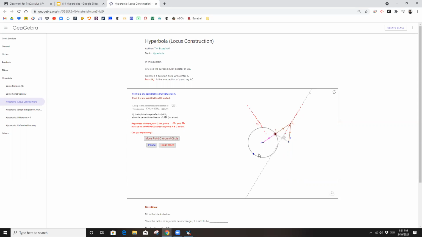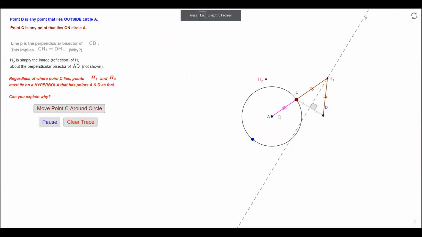If we look at A and D, A and D are the focal points. H1 and H2 are the points that make up our hyperbola.